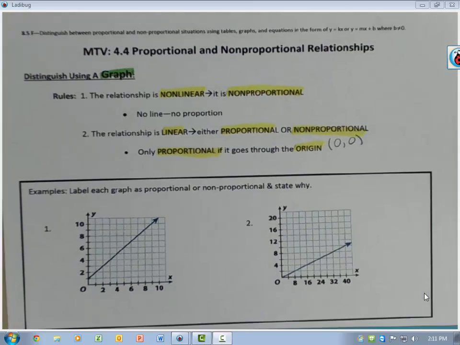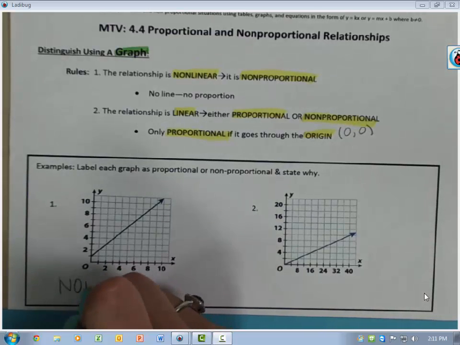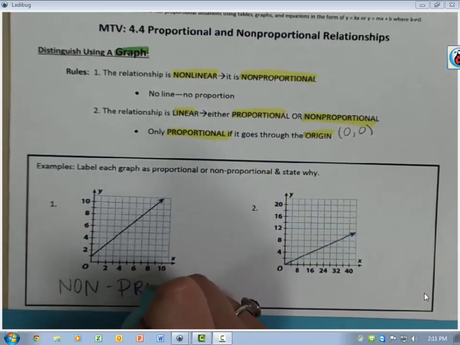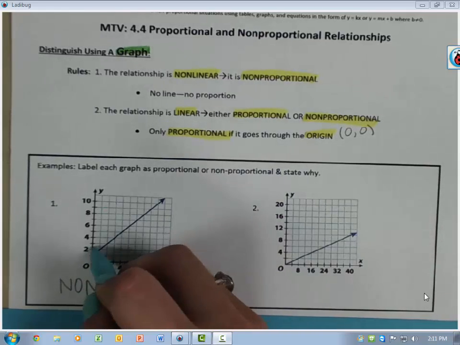Alright, we have our two graphs. Now, I want you to pause it and I want you to write proportional or non-proportional and then tell me why. Okay, so let's look at number 1. Is this proportional or non-proportional? You should have said non, I'm abbreviating, non-proportional because it does not go through the origin.